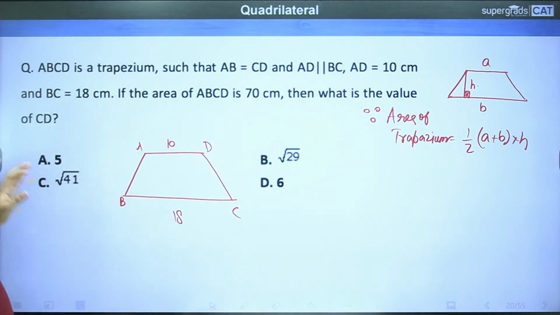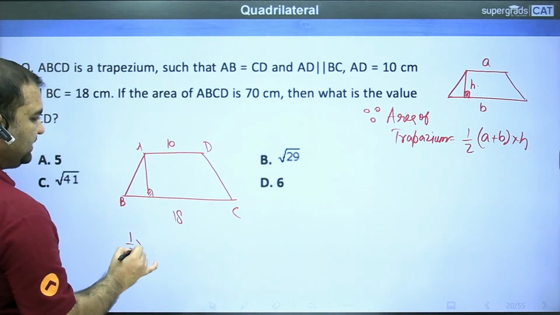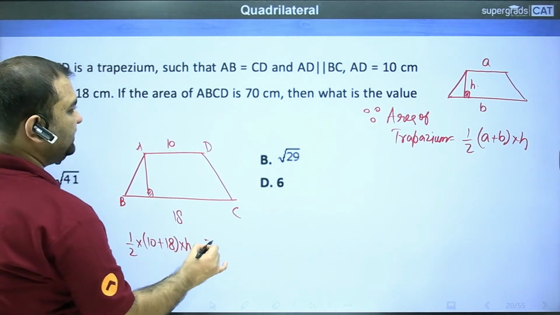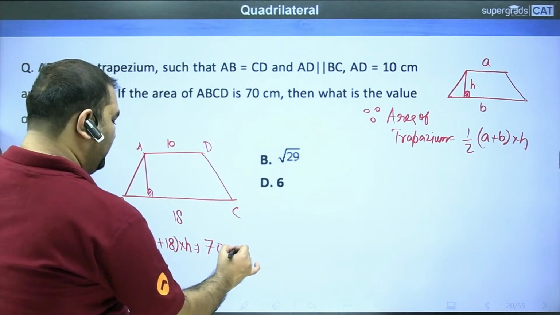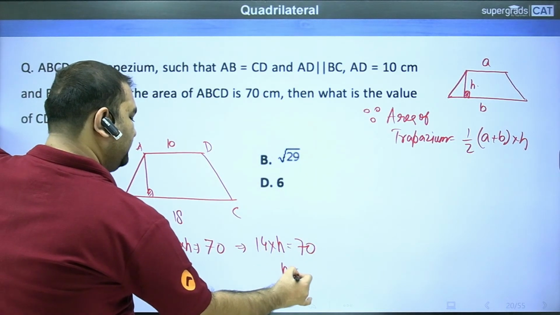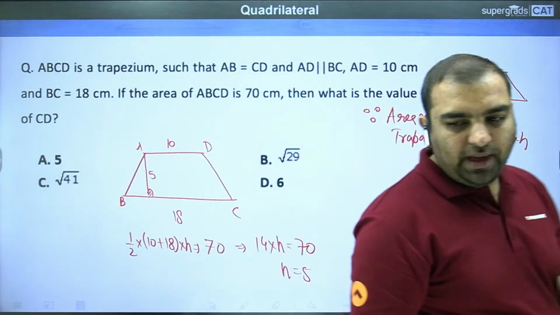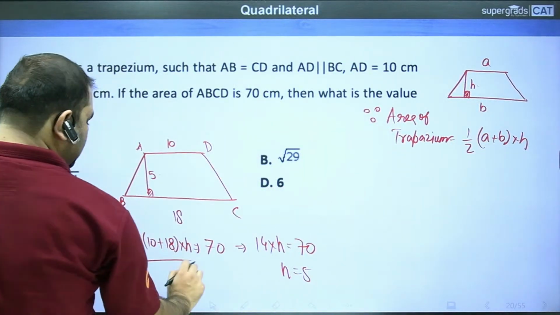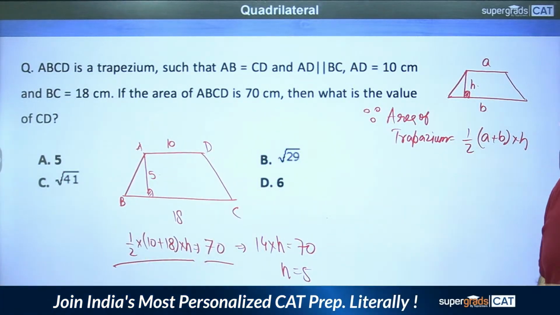Area is given, so we can find out the height or the distance between the parallel sides. We can call it height as well. 28 by 2, 14. That is fine. Distance between the parallel sides is 5, because the area of the trapezium is given to us. By equating the area of the trapezium, we have found the height or the distance between the parallel lines.